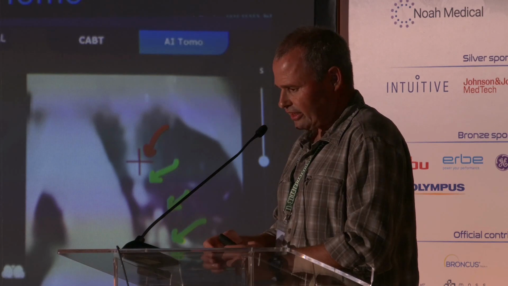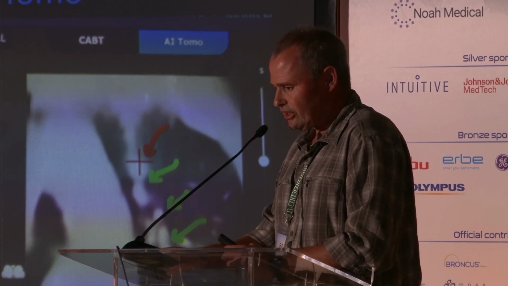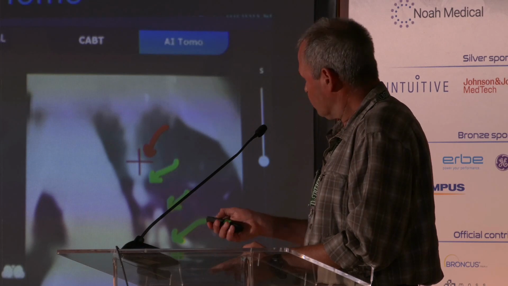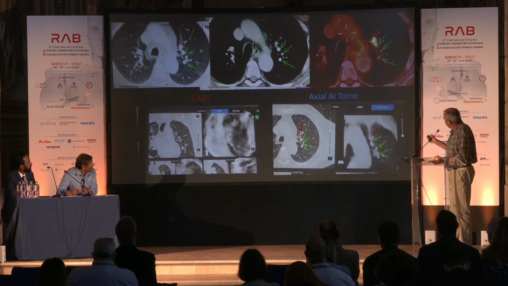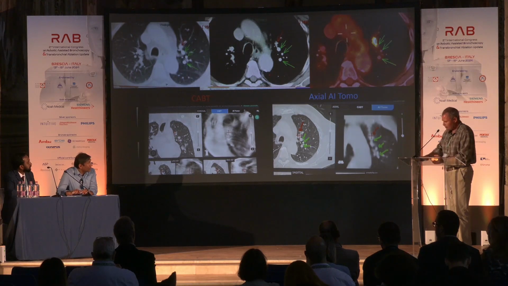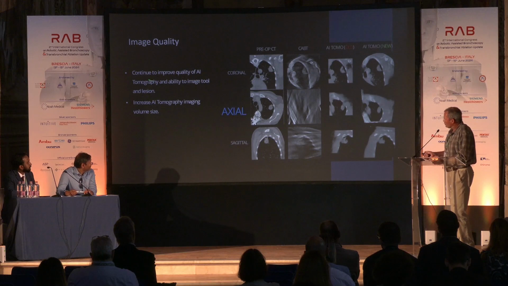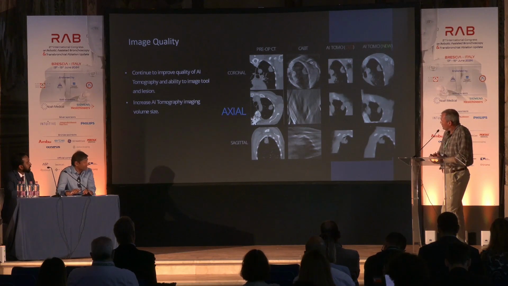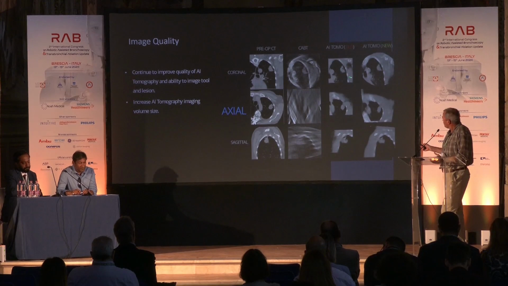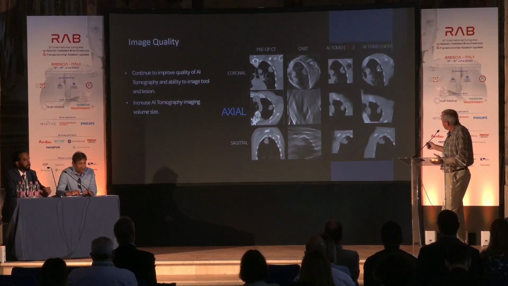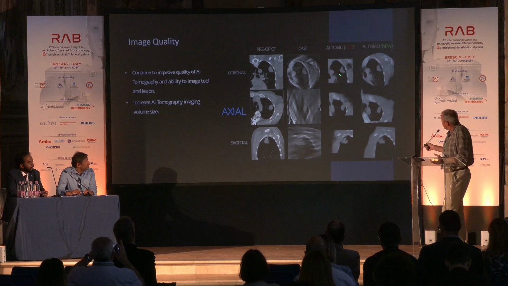Another thing that this system can do is AI tomo, and this helps us to find very difficult nodules in a very crowded anatomical space. I will run fast forward so I can make the time. So future development of the system is to continue to improve quality of AI tomography and the ability to image dual lesions. You have a wider angle here. You see here that this is the old tomo, this is the new tomo, and this is the axial view of the old and the new tomo.